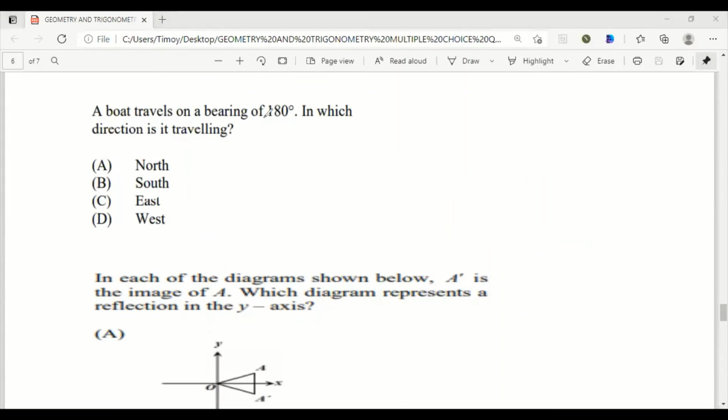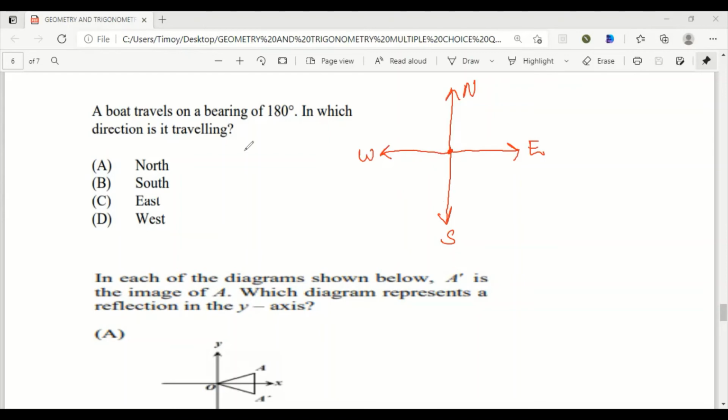A boat travels on a bearing of 180 degrees. In what direction is it traveling? Now, this is straightforward. You have a point, right? So, if a boat is traveling, first thing that you need is an outline, because you're dealing with bearing. Everything happens from north. So you can just put on your 4 cardinal directions, which is north. Continue the line down, you have south. And then going this way, you will have east. And then going this way, you'll have west.